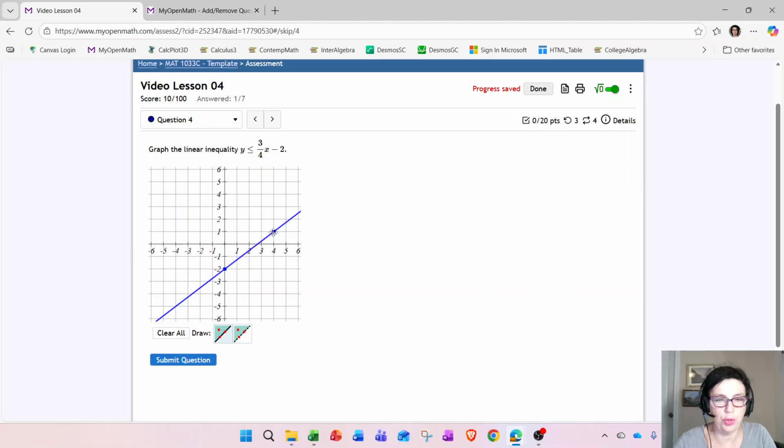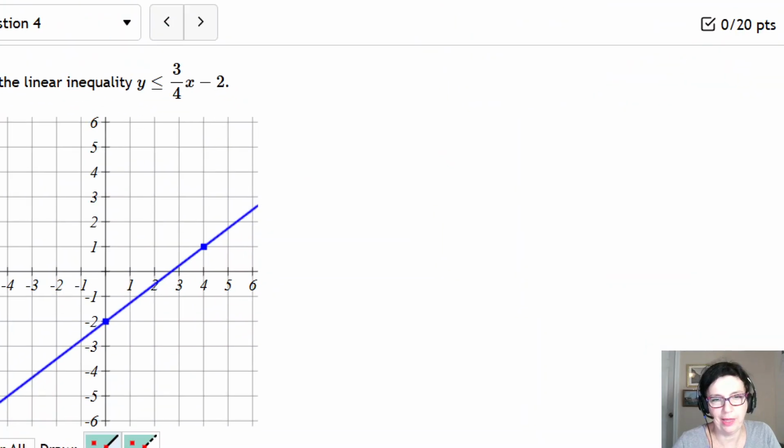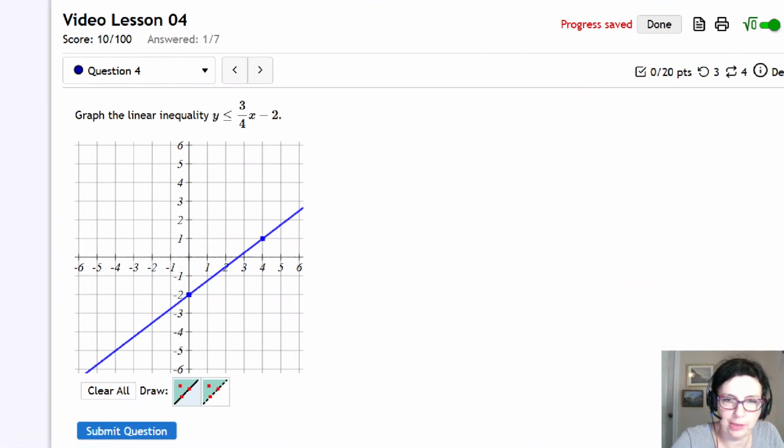But now what you need to do is decide: is it going to be this region, if you place a test point to the left, or is it going to be this one? Well, how do I know? All right, so before I decide which side to shade, I'm going to take a point, something simple like (0, 0). So I'm picking a test point, and I'm going to plug it into this inequality.